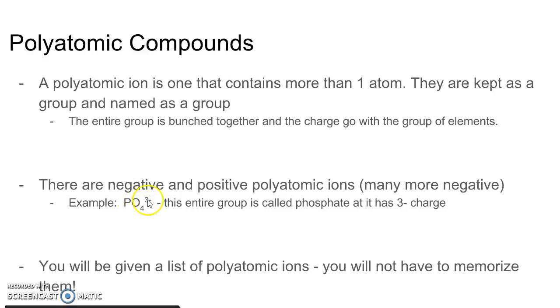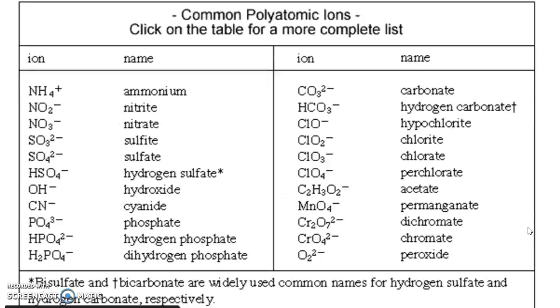This is not a compound. If it was a compound, you would just see PO4. You would not see the 3- charge on there. But because you see that 3- charge, this is now what's known as phosphate. Instead of being phosphorus tetraoxide, this whole group would be kept together as the phosphate ion, and the whole group has a 3- charge. You're going to be given a list of them. You will not have to memorize them.